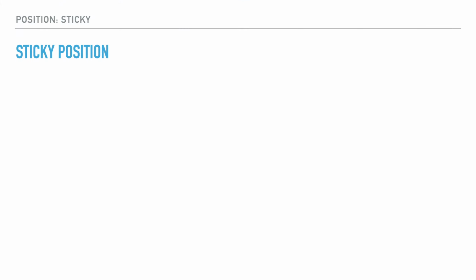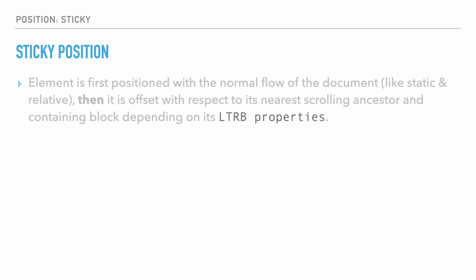The sticky position is very hard to understand through writing. It's probably better to see examples of it in action, but let's get the notes out of the way first. So a sticky element is first positioned with the normal flow of the document, kind of like the static type and the relative type. But then it is offset with respect to both its nearest scrolling ancestor and the containing block depending on the left, top, right, bottom properties that you have set.